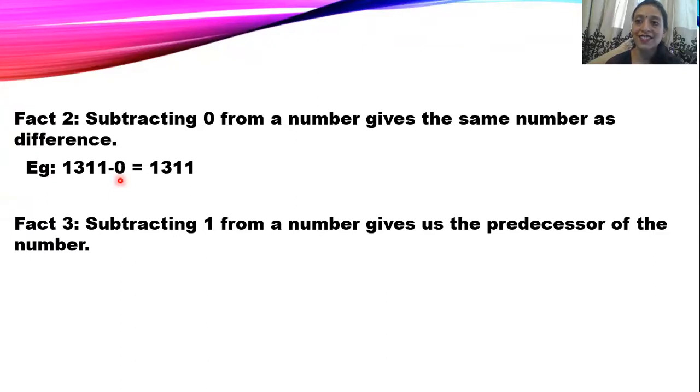Fact number 3. Subtracting 1 from a number gives the predecessor of the number. Predecessor means the previous number, the number which comes before. Like if I subtract 1 from 1678, the answer would be 1677, because 1677 comes before 1678 and it is also called the predecessor. So if it is a new term, please learn this.